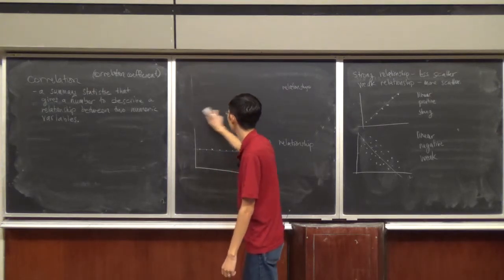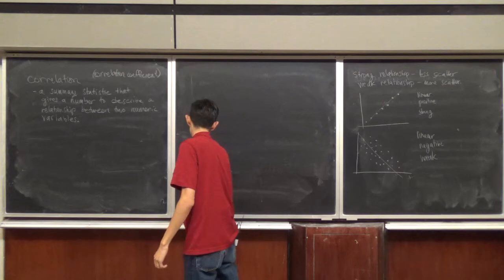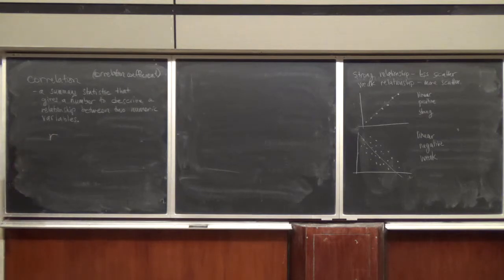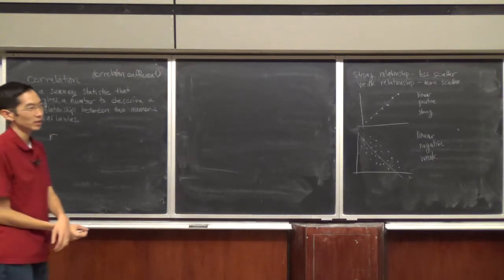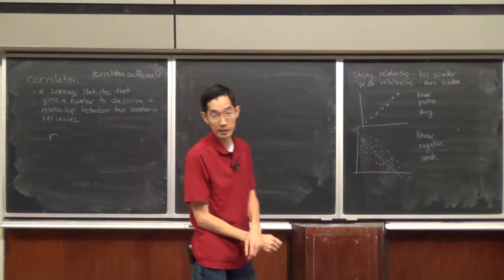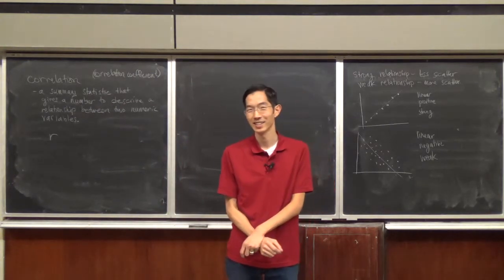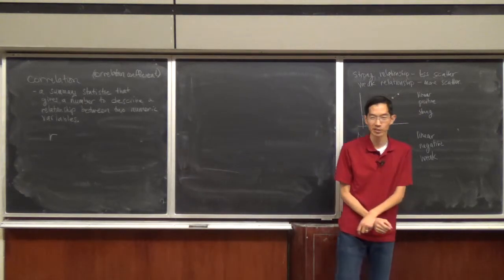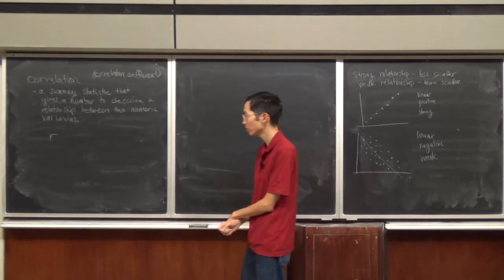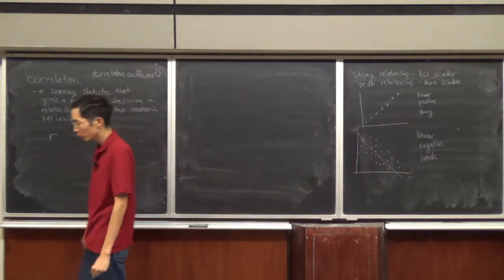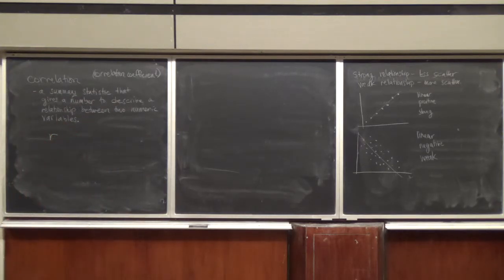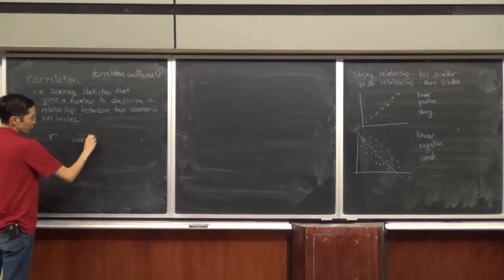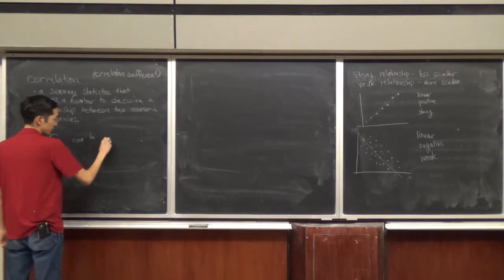The correlation coefficient uses the symbol or letter R. You guys remember what is the symbol that we use for the mean? The mean is x bar. What is the symbol or letter that we use for the standard deviation? S. The symbol that we use for correlation is R. R can be any value between 1 and -1, inclusive.